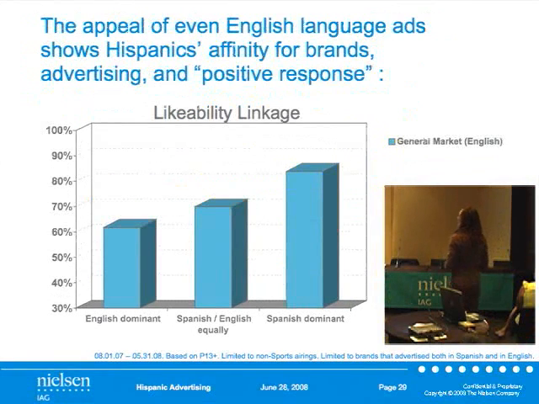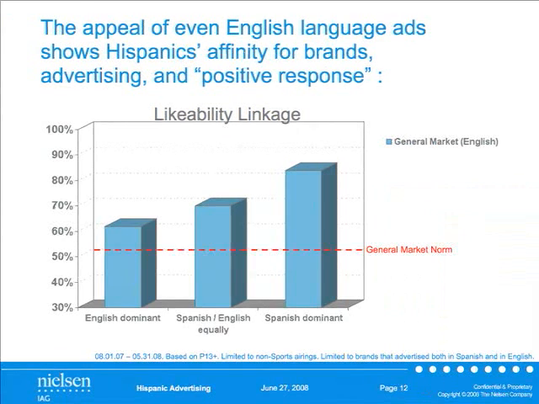So when we look at the appeal, remember these blue bars reflect English language ads in English language programming, okay? So high likability linkage for Hispanics, especially Spanish dominant, coming into English language programming and watching the ads. When you compare that to the norm for the English market, it's astronomical, right?